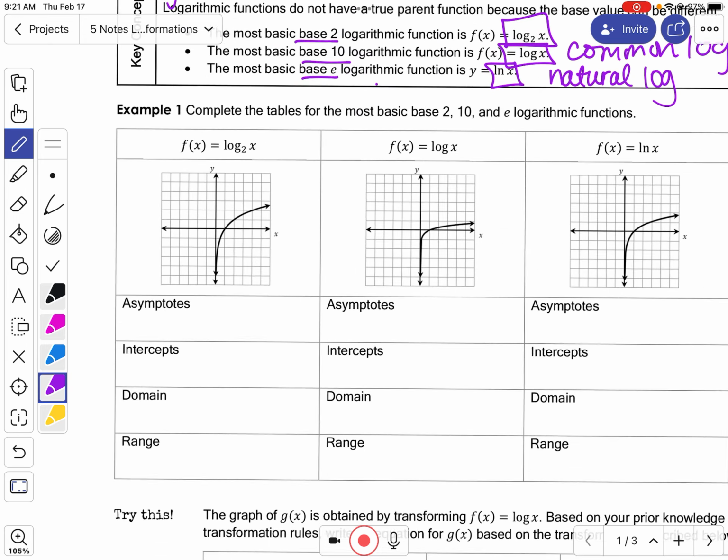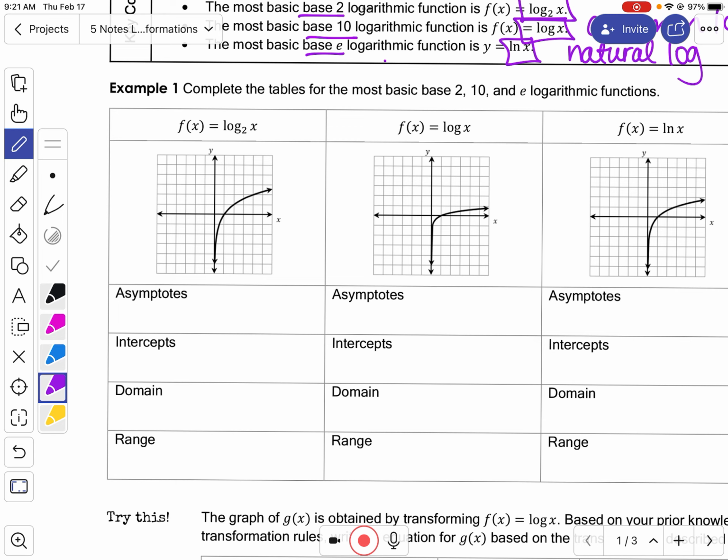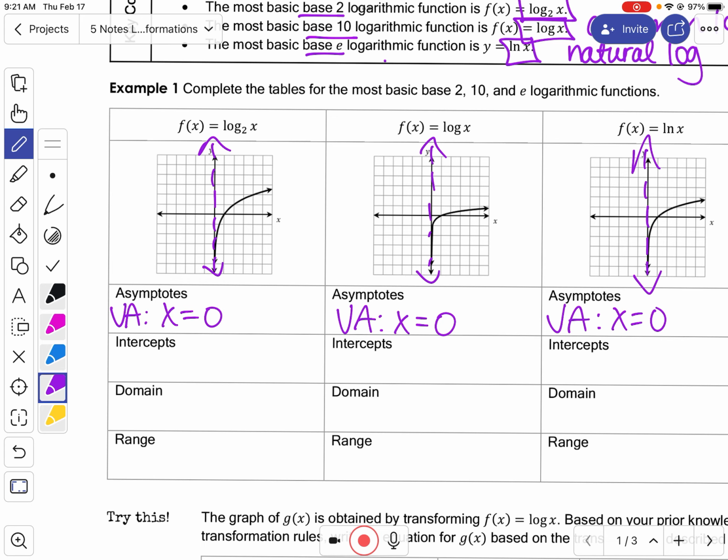So looking at our graphs, we're provided the graphs. Notice they all three look very similar. They all have a vertical asymptote, which is just like the three exponential. On these, this has a vertical asymptote. Notice it's approaching x equals 0. Notice it's the same for this one, and this one as well. So no matter the parent function for your log there, it's going to be the same.